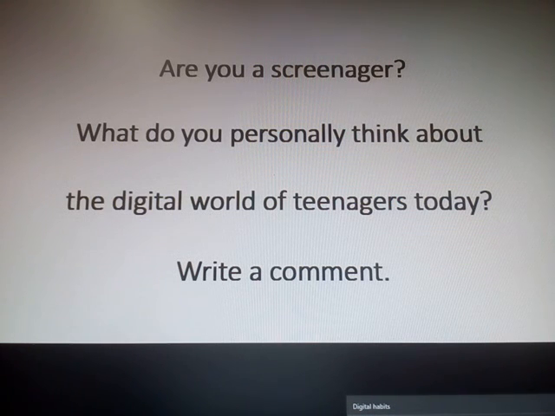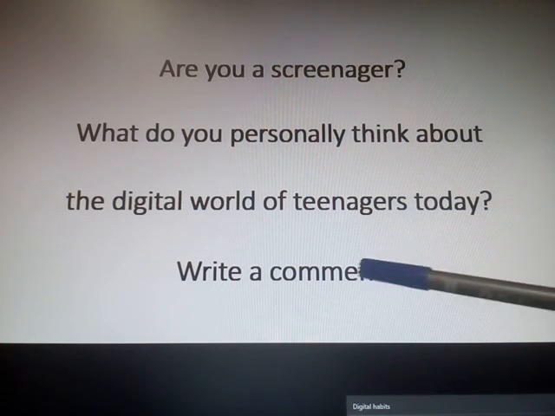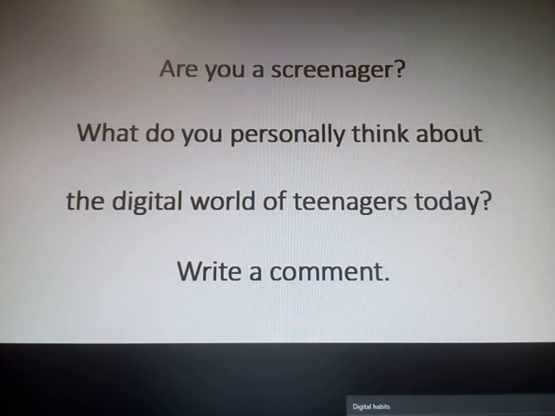So if you can't do that, you can estimate how long are you awake? Do you always have your phone with you? What do you think? How long are you online doing stuff on your phone? And what do you personally think about the digital world of teenagers today? Do you like that? Do you not like it? Do you think it's good? Do you think it's bad? And I think 100 words.